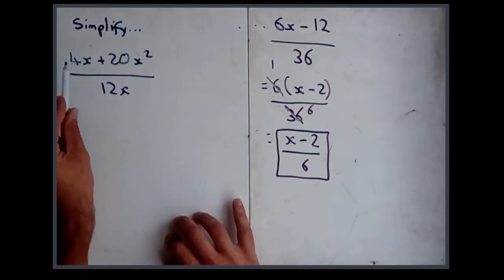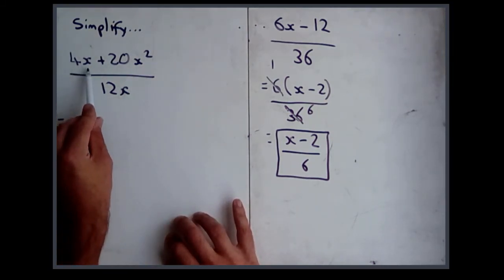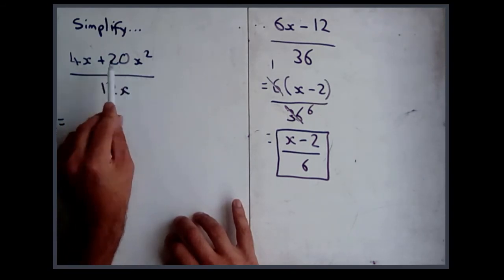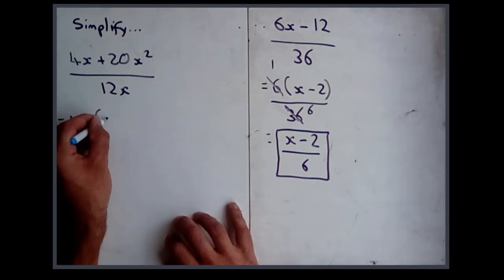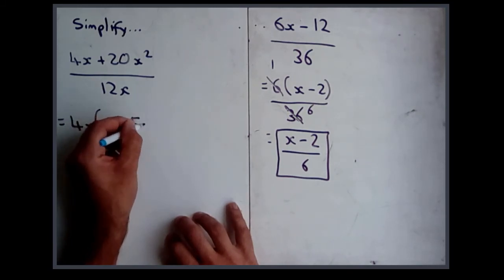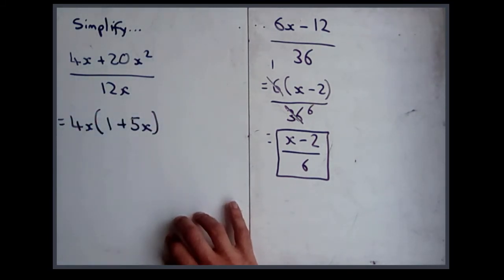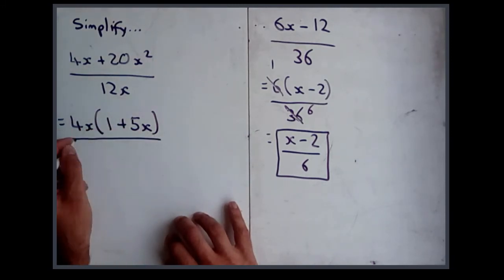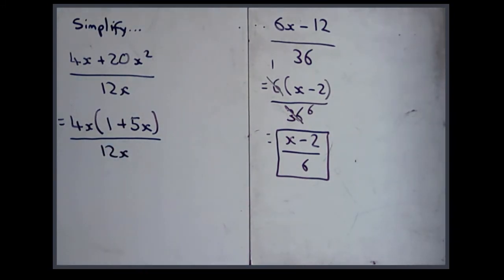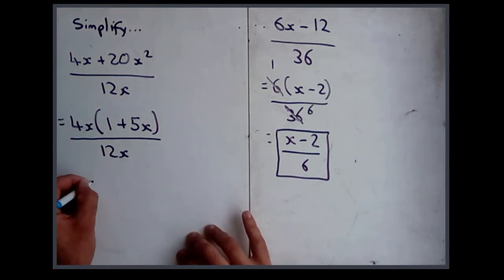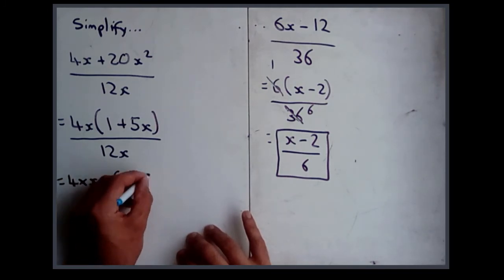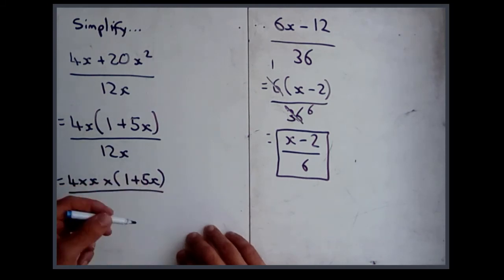So the highest common factor of the numerator is 4x. You can see x goes into there, and x goes into there, and 4 5s are 20. So I'm going to pull a 4x out. 4x times 1 equals 4x, and 4x times plus 5x equals plus 20x squared. We've still got 12x on the bottom. And now, if you can just see that, you can probably just say, well, 4x over 12x. If you wanted to, you could write this as 4 times x times 1 plus 5x. It might help for understanding. You really shouldn't need it. And I could write the 12x maybe as 4 times 3 times x.